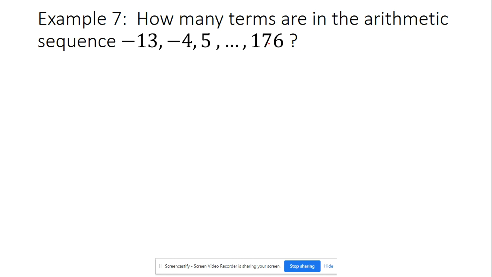Now, what we want to figure out is a more algebraic way to do this. Looking at this, we know that T1 equals negative 13 and our common difference is 9. This term is the last term in the sequence, but we don't know which term number it is. So we're going to call it Tn, but n is a question mark. We don't know the term number, but we know the value of that term is 176. So we know Tn, but we don't know n.